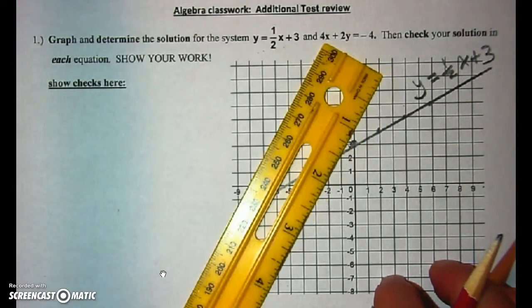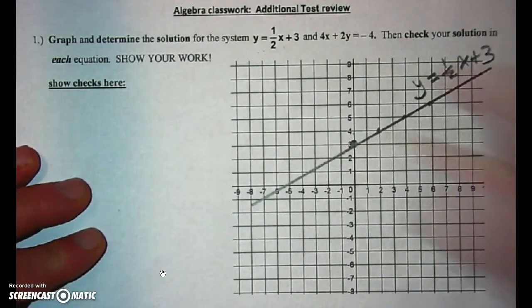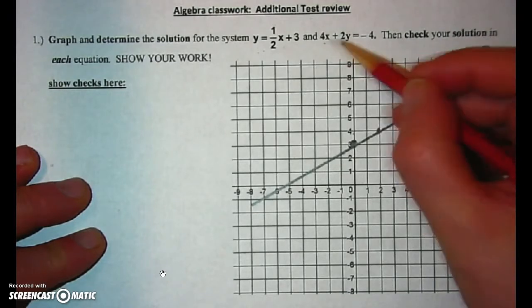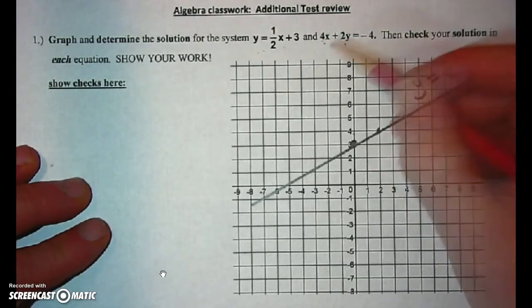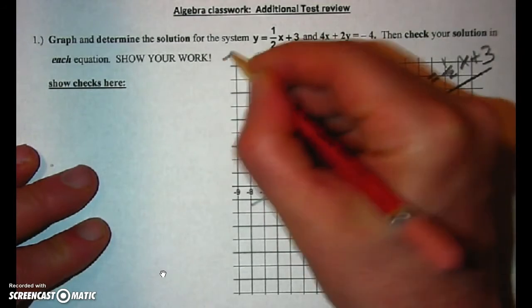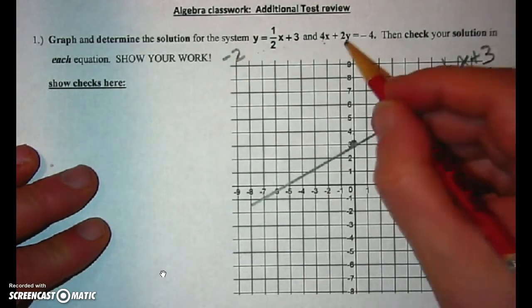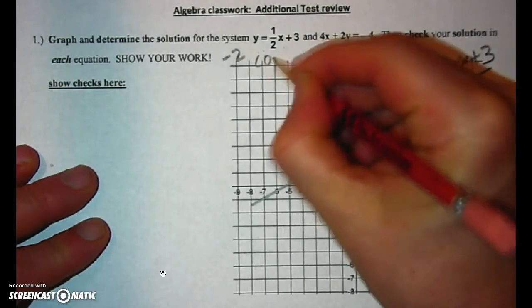The second one here is in standard form. So we have to come up with our slope and our y-intercept. And we know it's a over b with a negative in front of it. So 4 over 2, 4 divided by 2 is 2 with a negative in front of it. So our slope is -2.